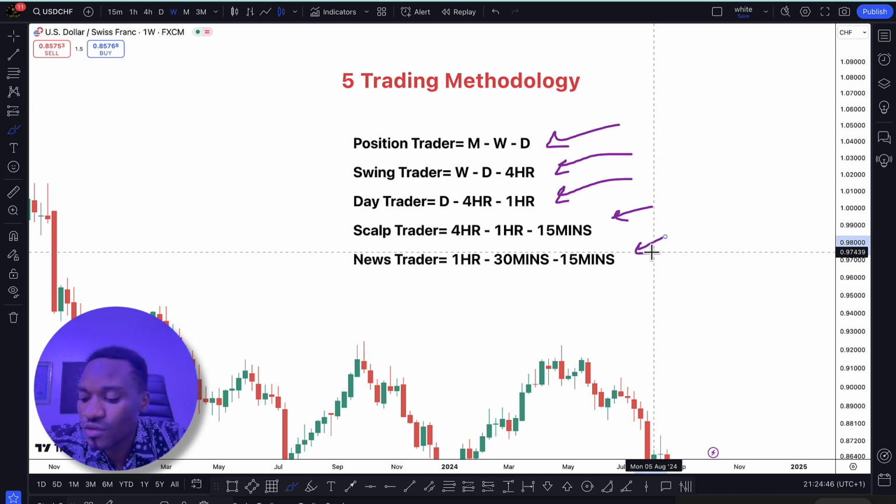Scalper start from the 4-hour chart. And the news trader start from the what? From the 1-hour chart. You can see that? Good. Now that we have known the time frame which correlates to our trading methodology, it is now easier for us to decide the time frame we should start our analysis from.